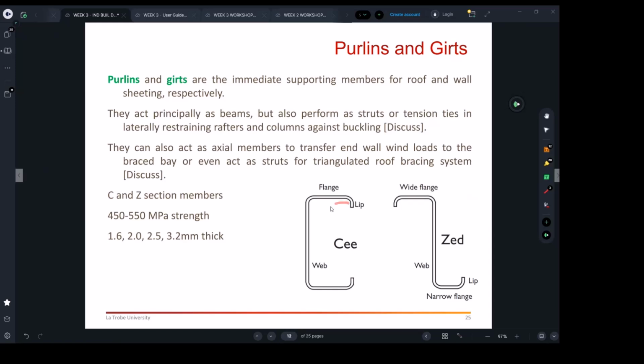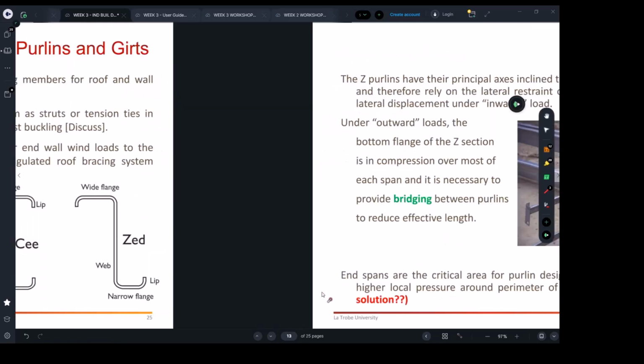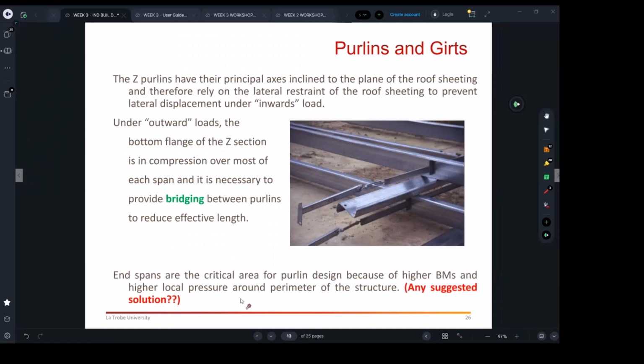All right, those C or Z sections come in different thicknesses. Obviously, we go with the thicker ones if we need them to take larger spans or stronger pressures, etc. Okay, and as I said to you, the girts or purlins, these sections, are cold formed steel. They are lighter steel.